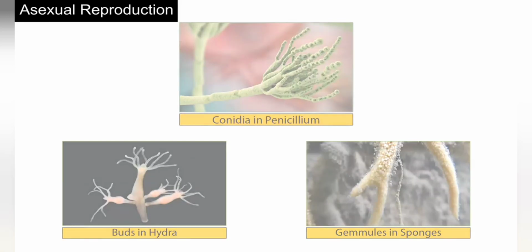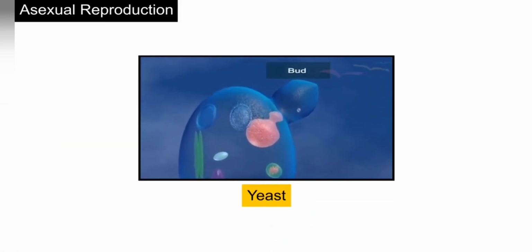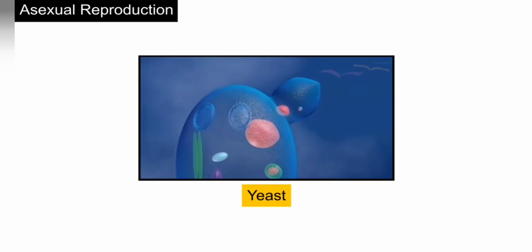In yeast, as you can see here, the division is unequal and small buds are produced that remain attached initially to the parent cell and eventually get separated and mature into new yeast organisms or cells. And this is known as, yes, you guessed it right, this is known as budding.